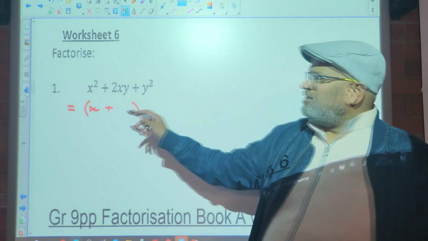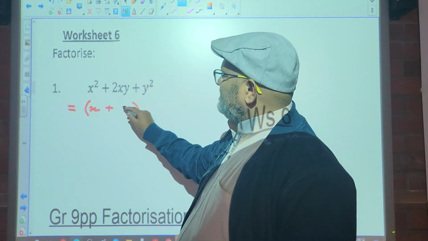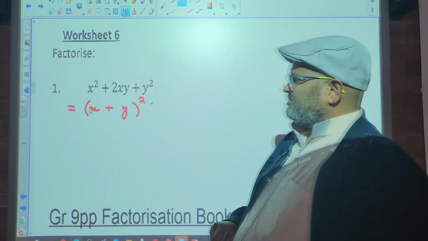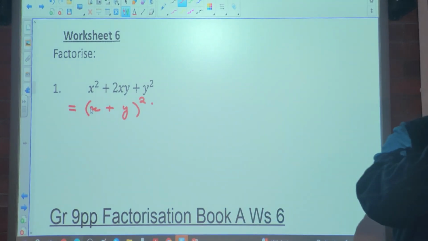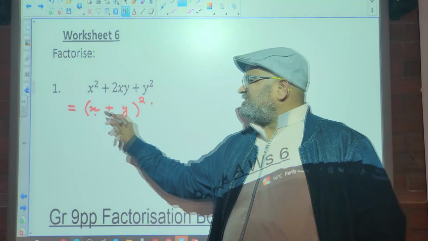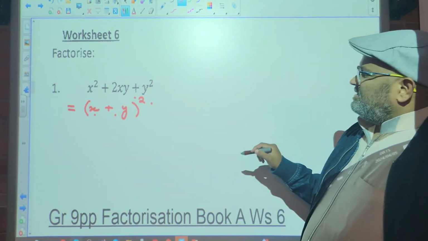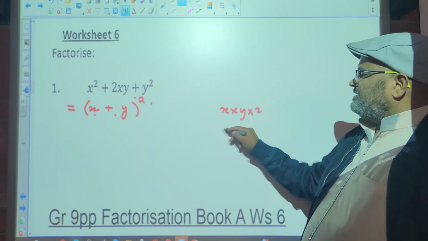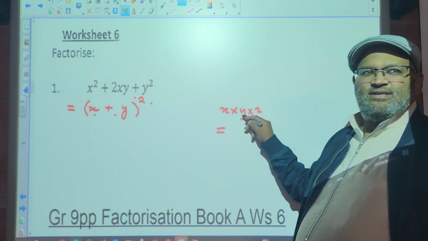You guys understand? What's the square root of y squared? 1. And it must be a whole square. And then the third identification, to check if we're correct, is that we multiply the first term by the second term by 2, so it's x times y times 2.